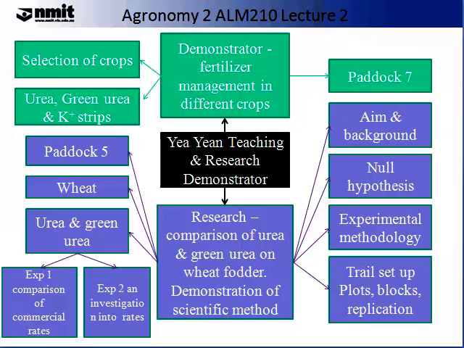We are choosing to do these investigations by two experiments. The first experiment allows a comparison of the commercial rate of urea against the commercial rate of green urea. The second experiment allows us to ask the question, what is the best rate for our crop in our climate on our soils?